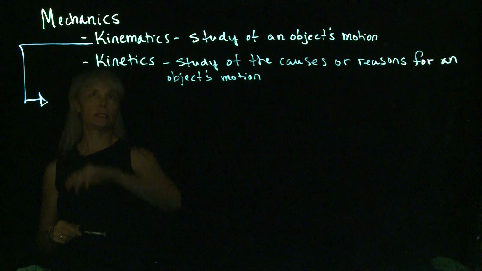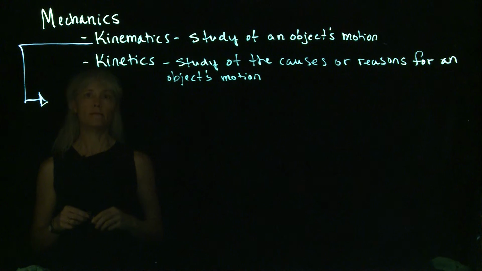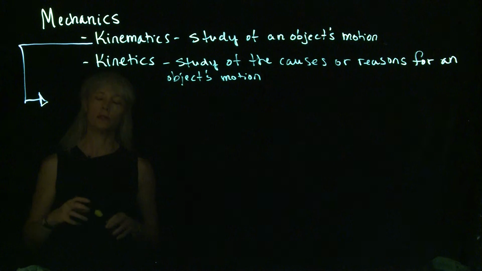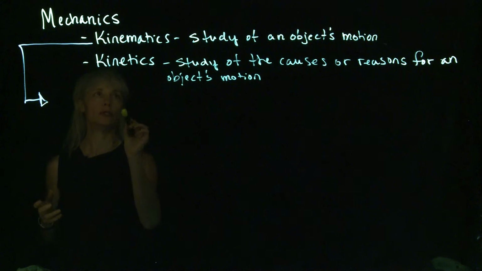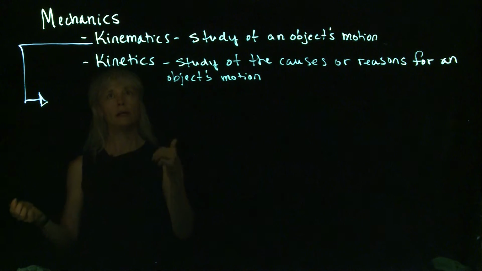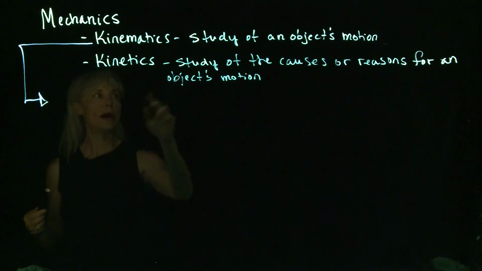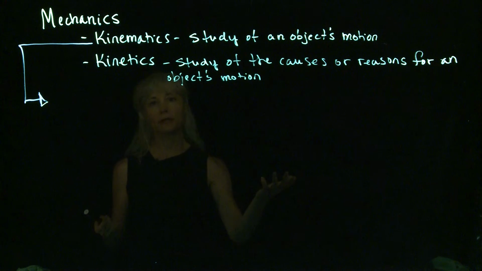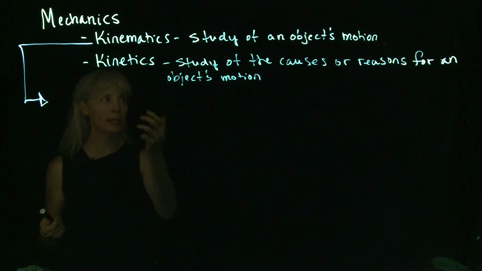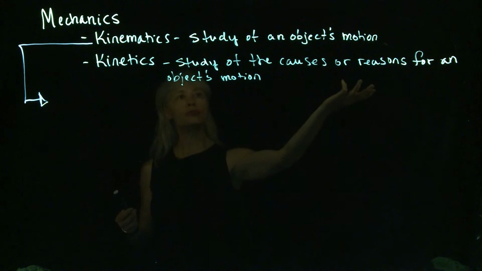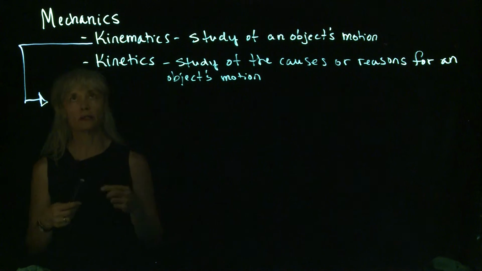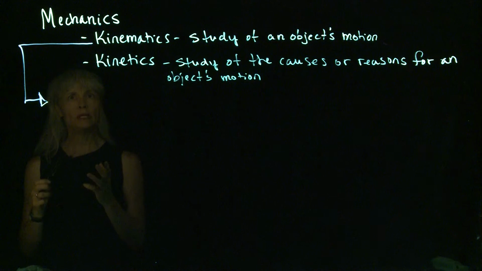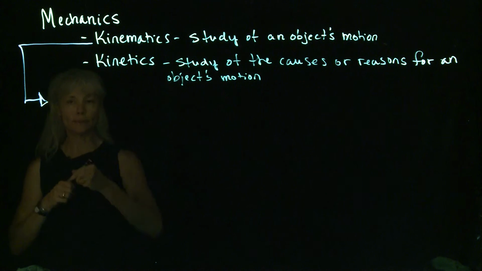So mechanics is the subcategory of physics that we will be really zeroing in on for the first approximately 2/3 of the semester. Mechanics itself can be split into two subcategories, as we spoke about in the earlier video. Kinematics, which is the study of an object's motion, and kinetics, the study of the causes or reasons for an object's motion. So in chapters 2 and 3, we're going to be looking at kinematics.